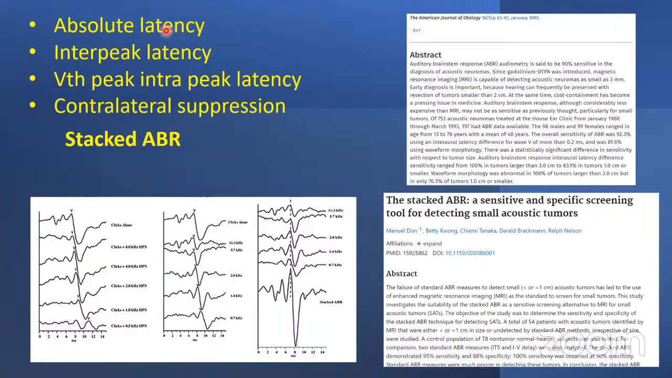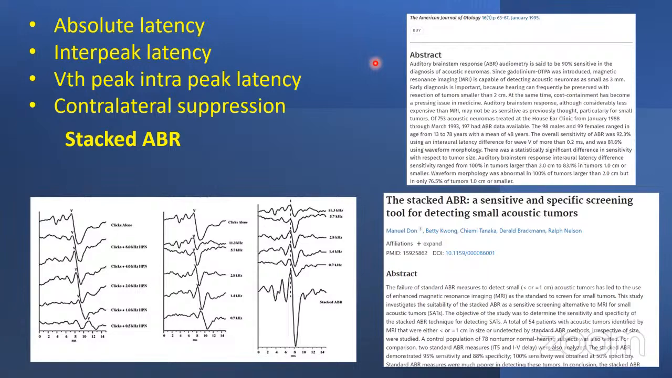And these are some of the parameters that we consider: the absolute latency, inter-peak latency, fifth peak, intra-peak latency, that is between both the ears, then contralateral suppression, that is if there is a large tumor, then we can see a contralateral suppression of the peaks. So these are some of the parameters that we can consider and suggest if there is a retrocochlear pathology or not.